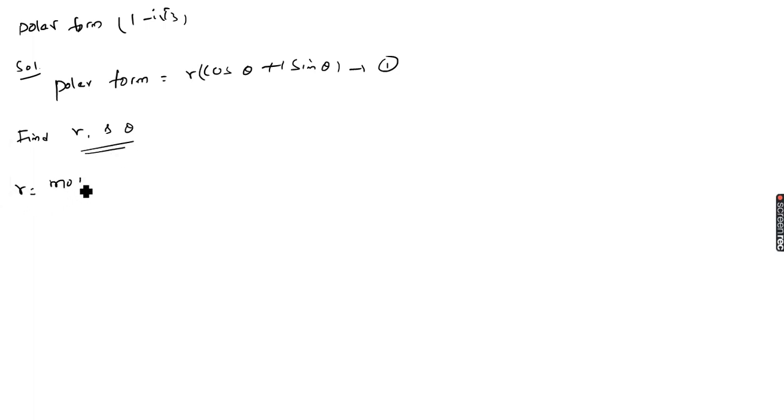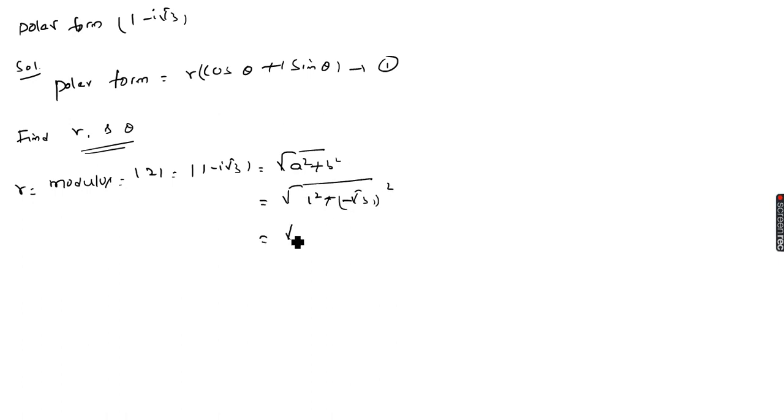r is nothing but the modulus, that is mod z, mod of 1 minus i root 3. That is the square root of a square plus b square, root of 1 square plus minus root 3 whole square. We get 1 plus 3, that is equal to 2.